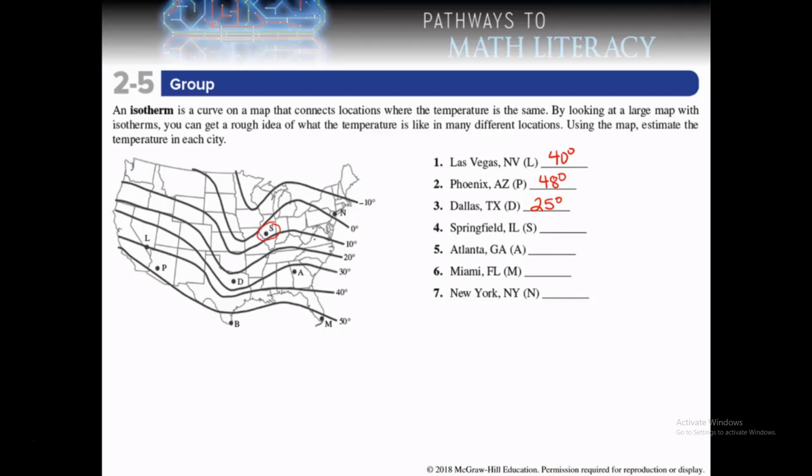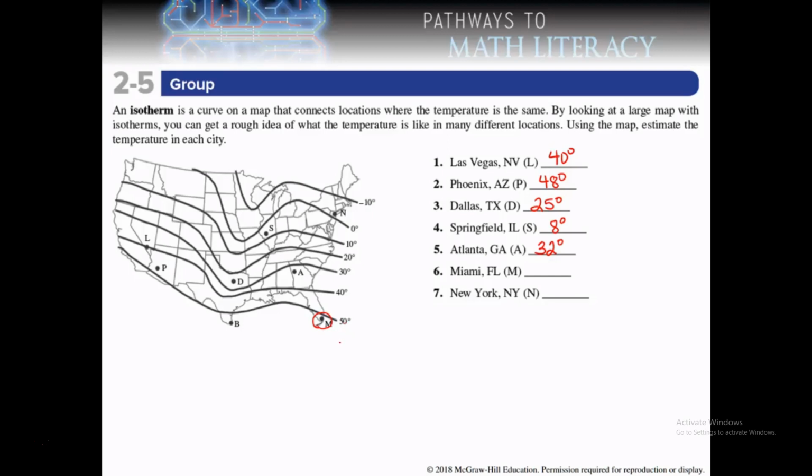In 5, we're looking at Atlanta, Georgia, which is A over here. That's between 30 and 40, but much closer to 30, so we'll call that maybe 32 degrees. Number 6 is Miami, Florida, which is M down here. And that one we have to be a little careful with. We can tell that it's more than 50 degrees, but we don't have another line to estimate it with. So we're just going to have to do our best and say maybe that's about 52 degrees.